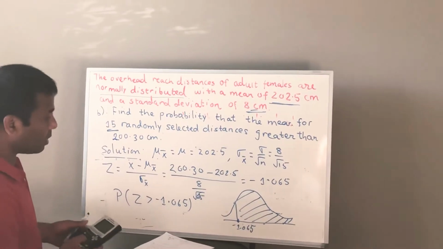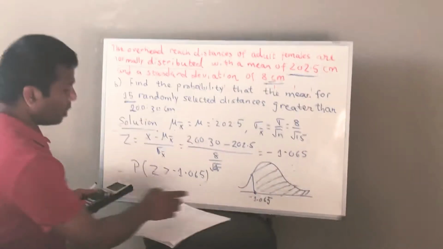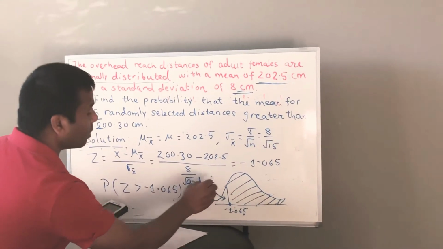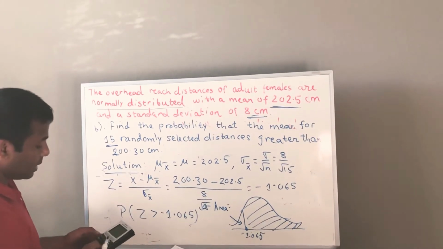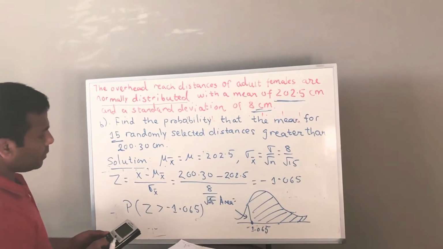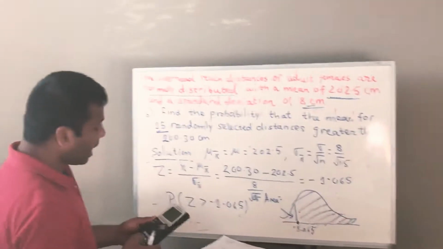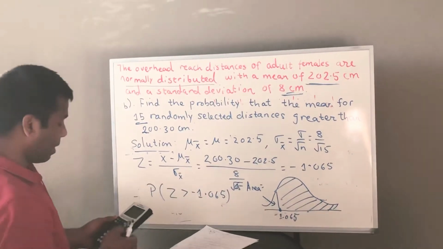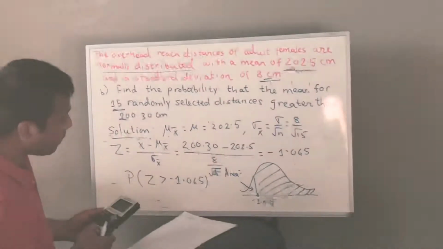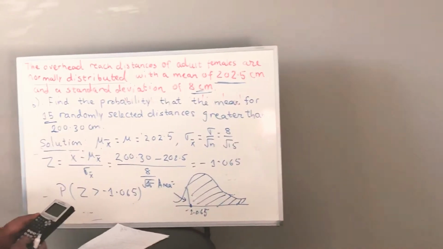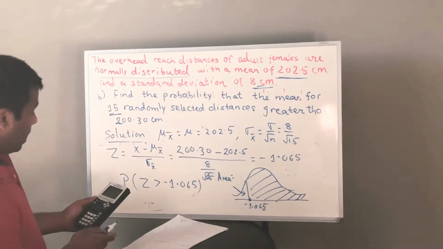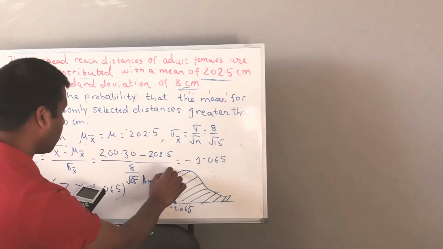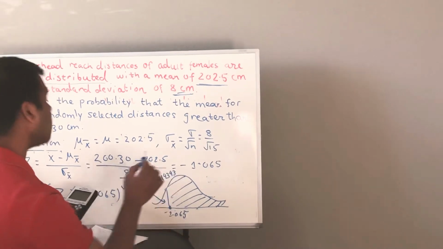If you have a TI-84 Plus, TI-84 or 83 calculator, to find the area to the left, I am talking about this area, you can use the TI-84 calculator. You press second and VARS, and you go to number 2, normalcdf, and then you enter the upper value. The upper value is negative 1.065. If you hit enter, you will get this area equals 0.14343, and let me round up.